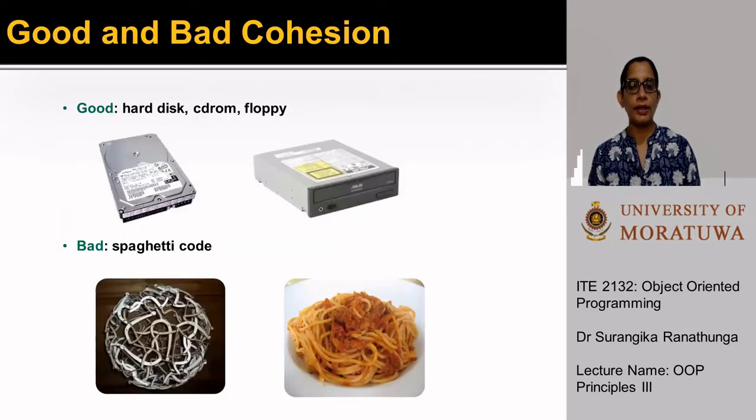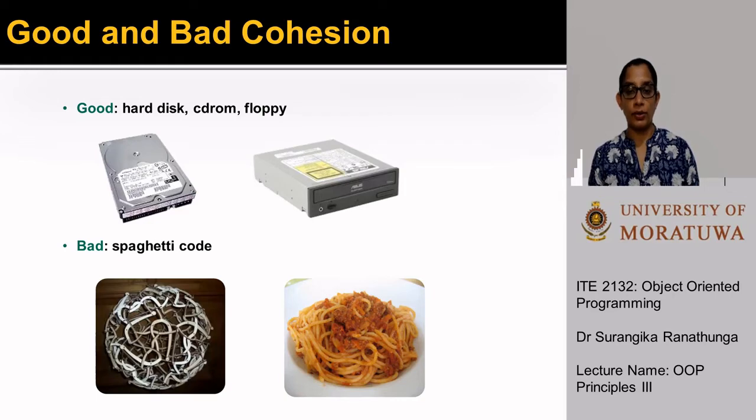Here's a real-world example of good and bad cohesion. Think of a hard disk or CD-ROM. If you want to replace your old hard disk with a new hard disk in a desktop computer, is it easy or difficult? It's really easy, right? Why? Because the purpose of the hard disk is very well defined, and we can have another hard disk that does the same thing.